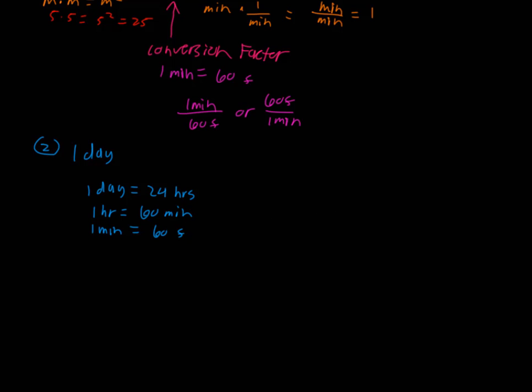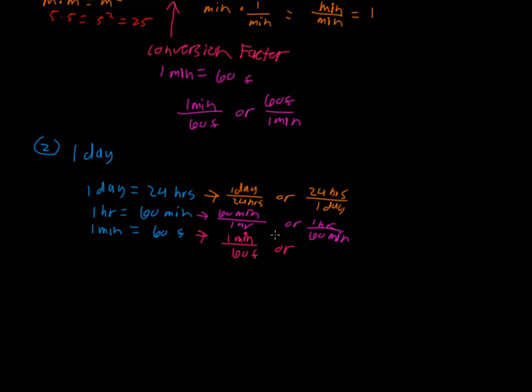And so from this, we can get 3 different conversion factors, right? We can get 1 day over 24 hours, or we can get 24 hours over 1 day. And likewise for the 3 below here. So we could get 60 minutes over 1 hour, or 1 hour over 60 minutes. I know this might seem like unnecessary arithmetic, but I'm just trying to build the foundations that we'll build off of later on. And this would also be 1 minute over 60 seconds, or 60 seconds over 1 minute.